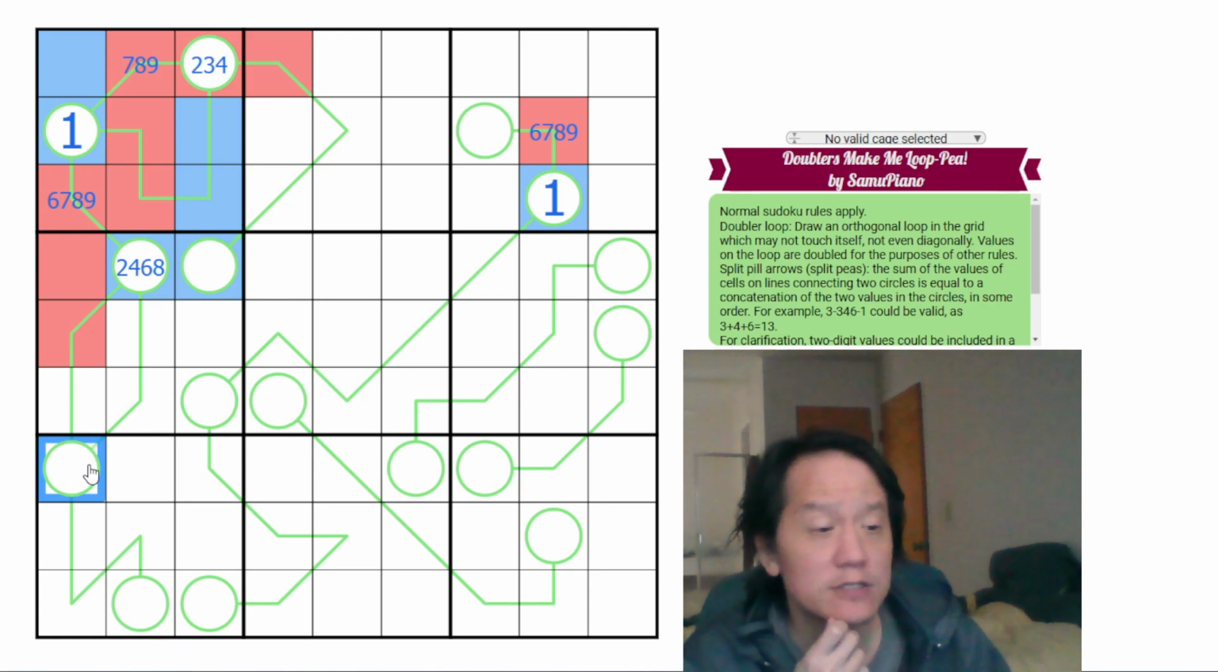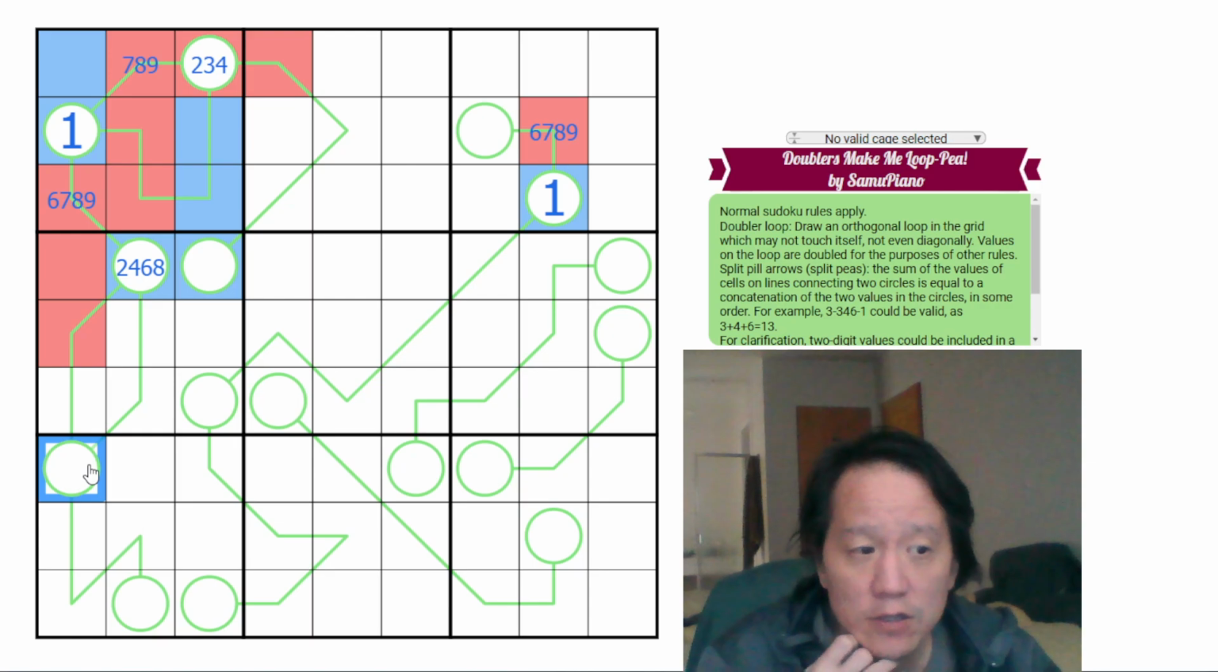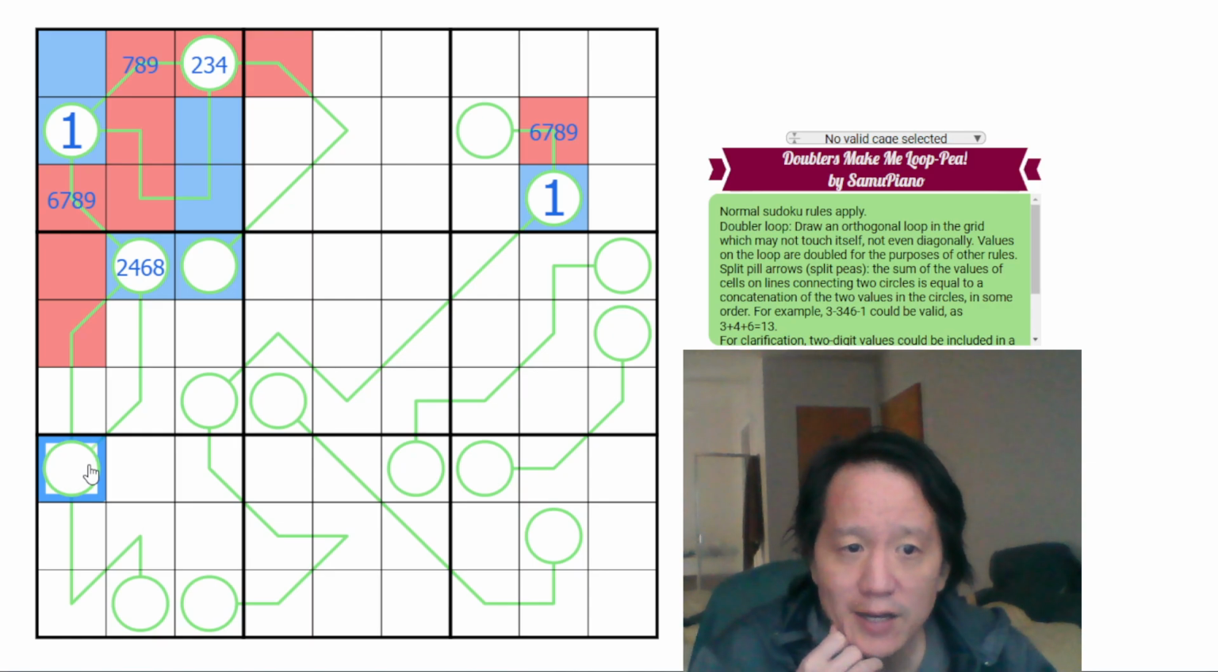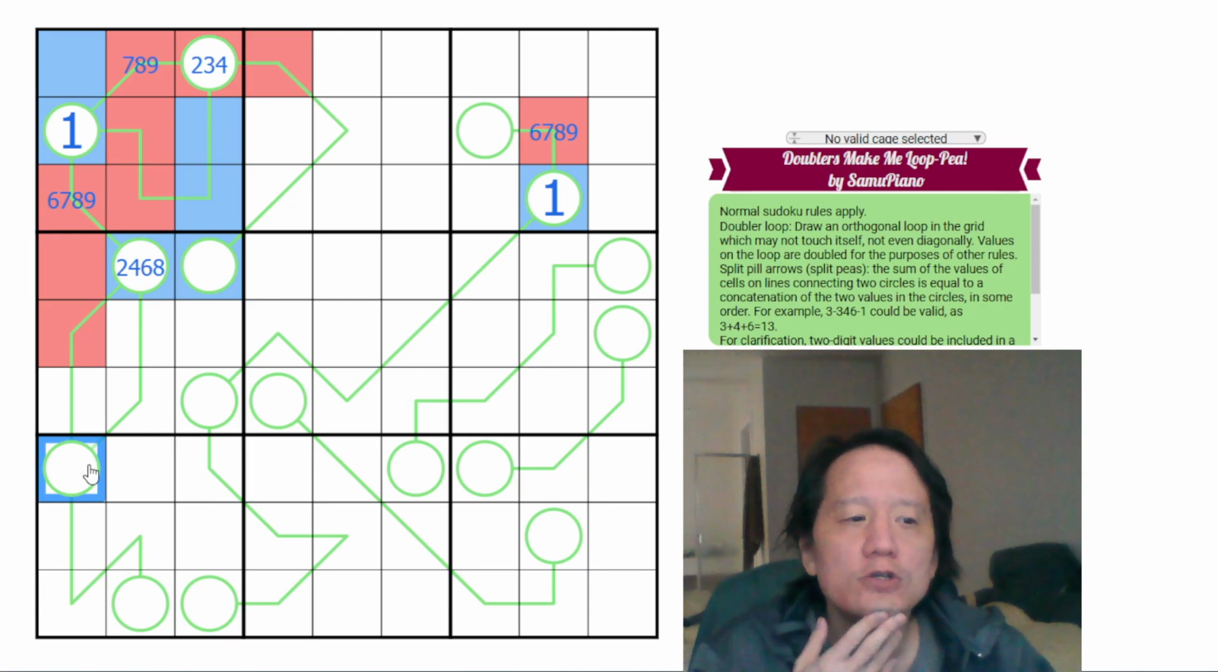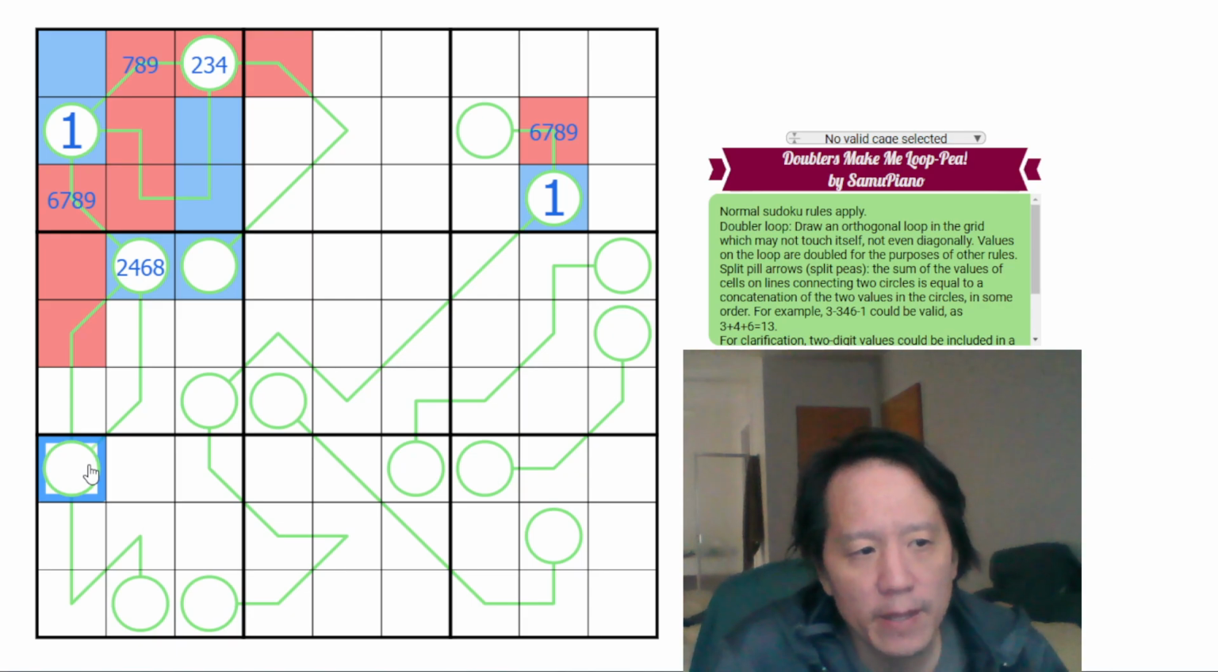Hmm. That's the lowest it can be. 22 is the lowest it could be. It has to be doubled. Okay, what's the most? So 22 is the least it could be, right? There's no one possible. It could technically be 23.